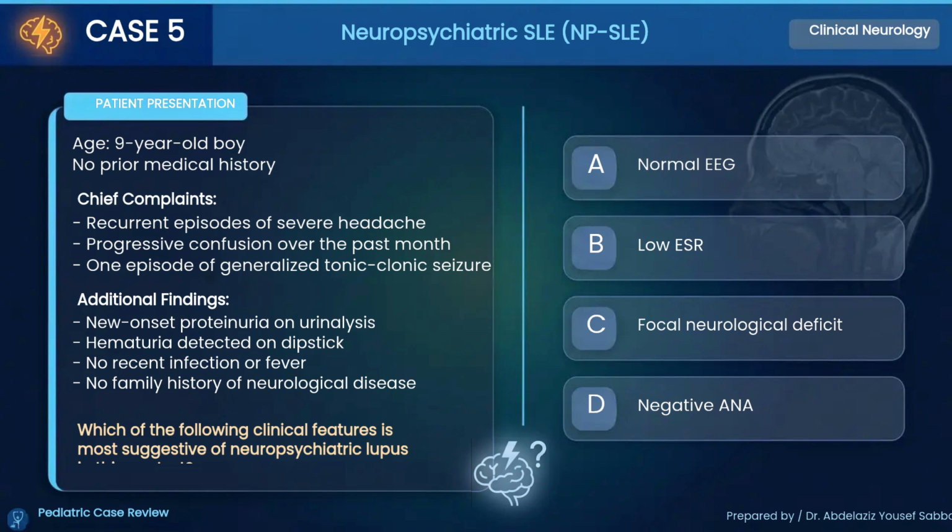Additional findings include new-onset proteinuria on urinalysis, hematuria detected on dipstick, no recent infection or fever, and no family history of neurological disease. Which of the following clinical features is most suggestive of neuropsychiatric lupus in this context? Option A, normal electroencephalogram. Option B, low erythrocyte sedimentation rate. Option C, focal neurological deficit. Option D, negative antinuclear antibody.